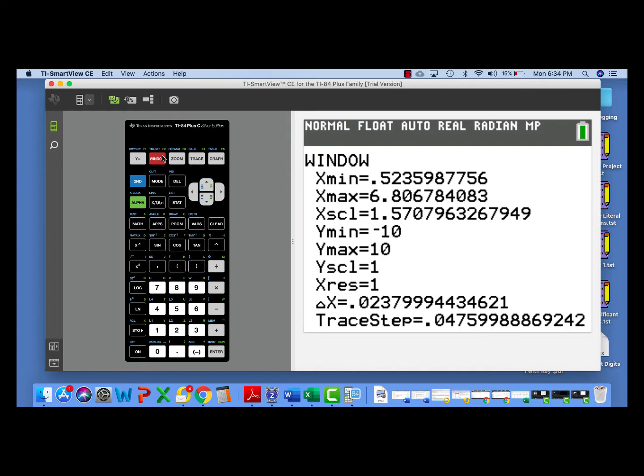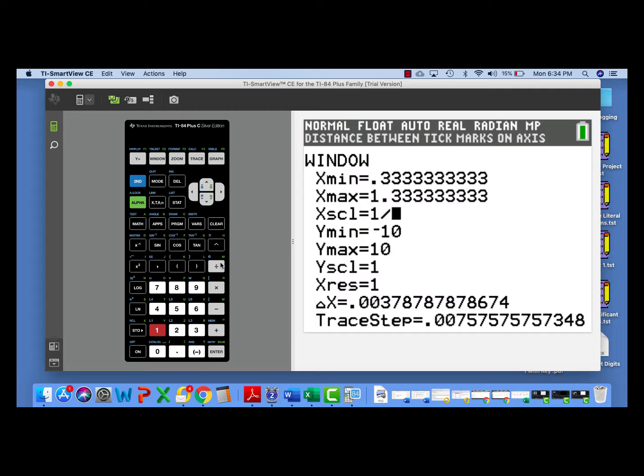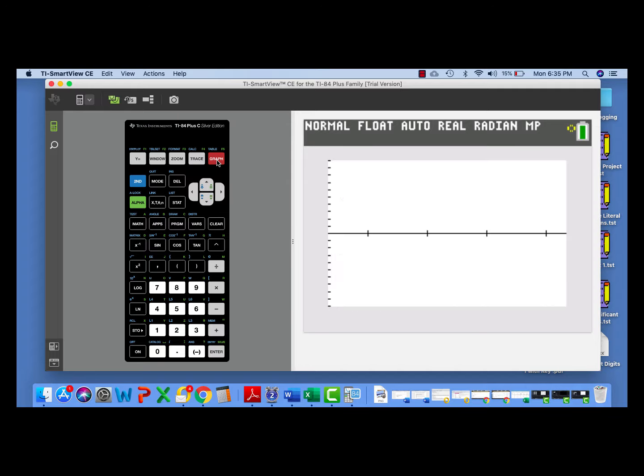Now go to the window, and we are going to set our window. Our x min, where we start our first cycle, is going to be 1/3. We are going to finish our cycle at 4/3. And we're doing this on a scale of 1/4. And to make sure that we see our asymptotes, we're going to just leave it at -10 to 10 for our y-axis. And if we did it correctly, when we graph it, we should see our first full cycle of what we just graphed by hand.